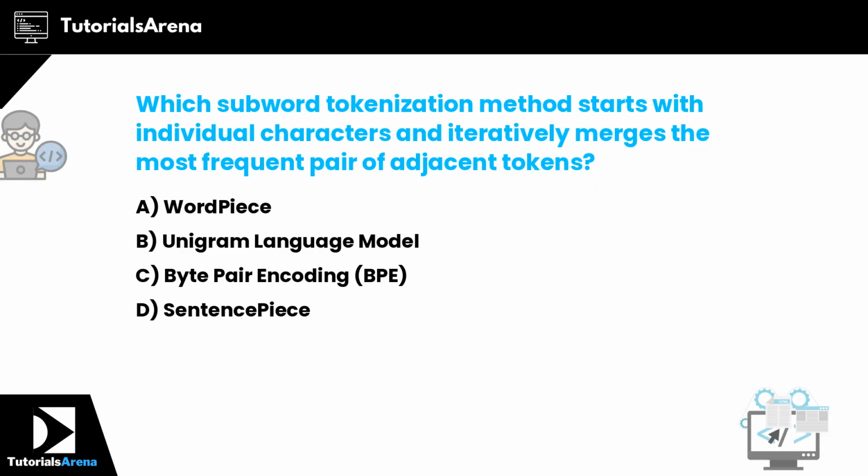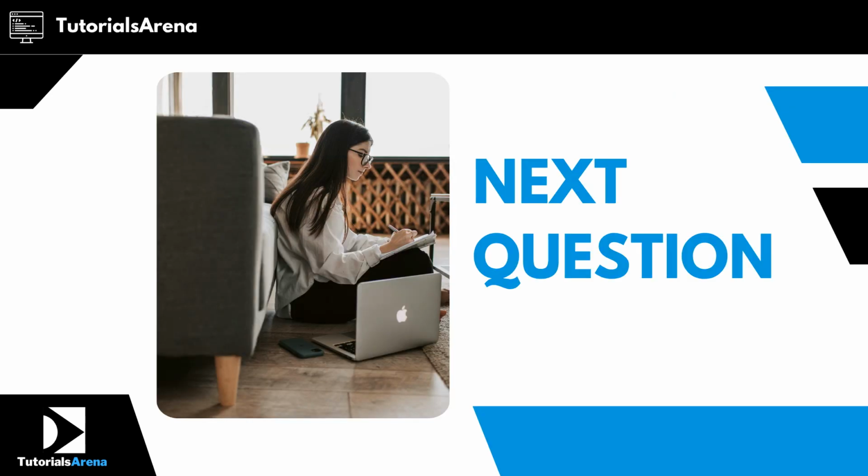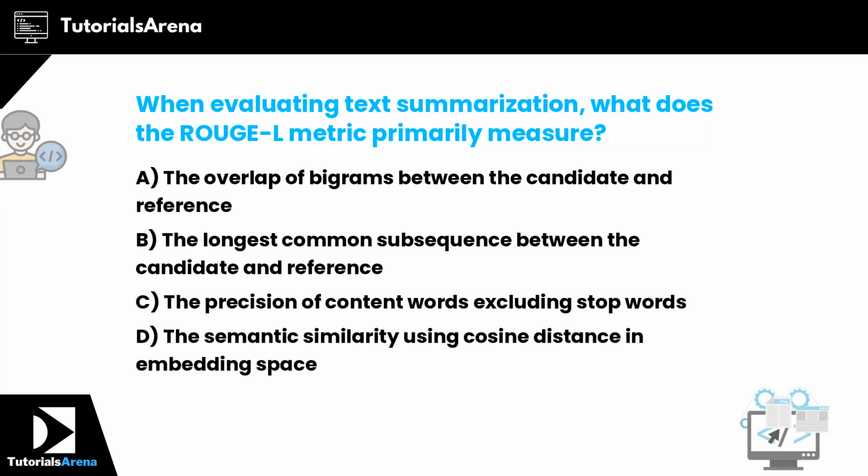Which sub-word tokenization method starts with individual characters and iteratively merges the most frequent pair of adjacent tokens? The correct answer is option C, byte pair encoding, BPE. When evaluating text summarization, what does the ROUGE metric primarily measure? The correct answer is option B, the longest common subsequence between the candidate and reference.